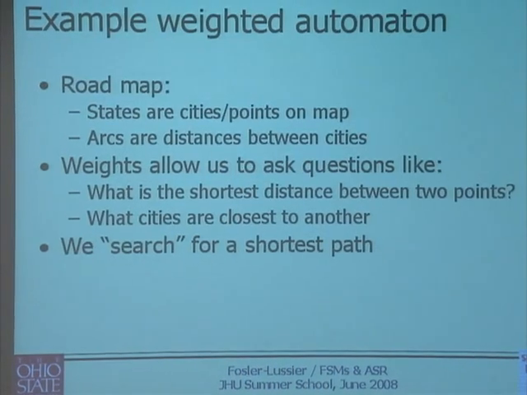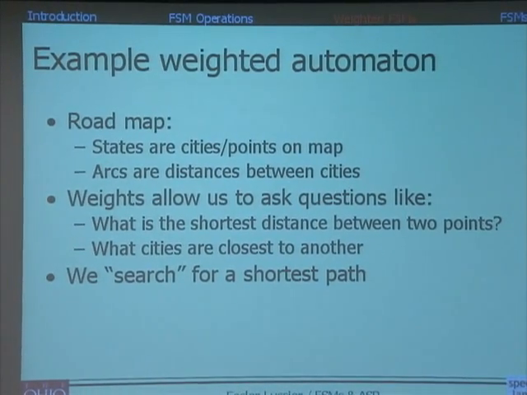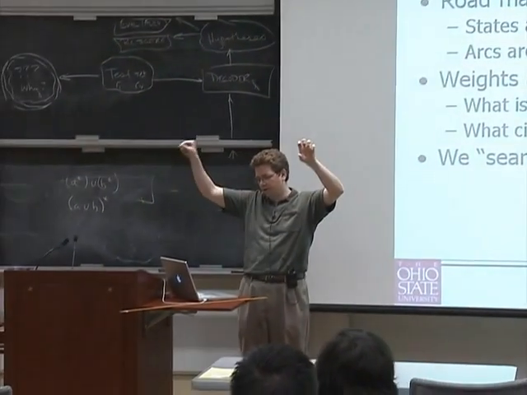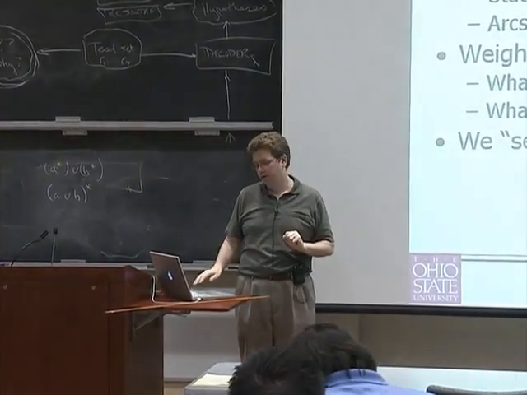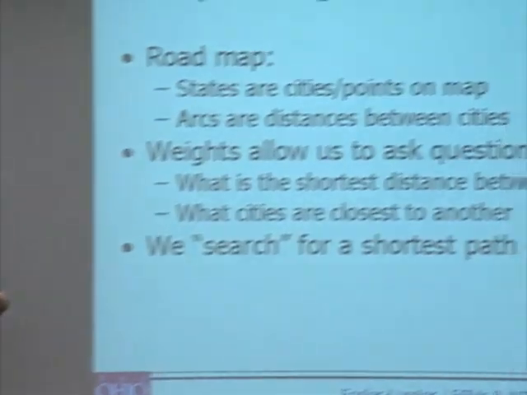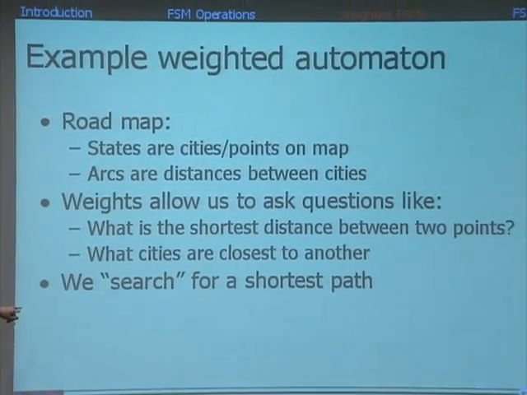Okay, so now let's think a little bit about weights on graphs. I'm going to appeal to roadmaps. That's a nice way to think about these things. So think about states as being points on a map, and roads being arcs, labeled with weights, which are the distances between the cities. So we want to ask questions like, what's the shortest distance between 2 points? What cities are closest to another? These are all basically shortest path questions, right?